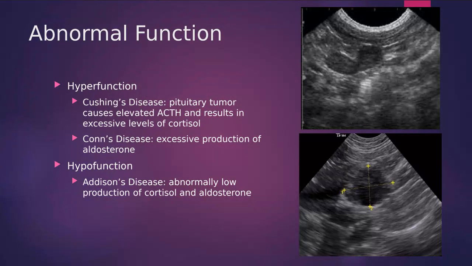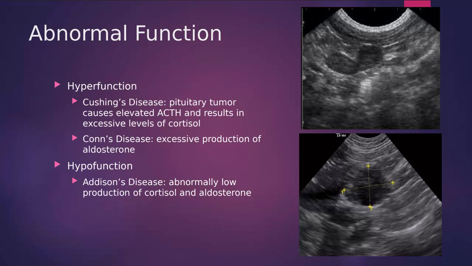and Conn's disease. Now, Cushing's disease is when we have an actual tumor on the pituitary gland that is causing these elevated levels of ACTH. Now, we just said that ACTH is responsible for the production of cortisol. It keeps everything nice and level, right? It allows for more cortisol to be produced when the body's under stressful situations, but then it keeps the cortisol nice and low when we don't need it, right?